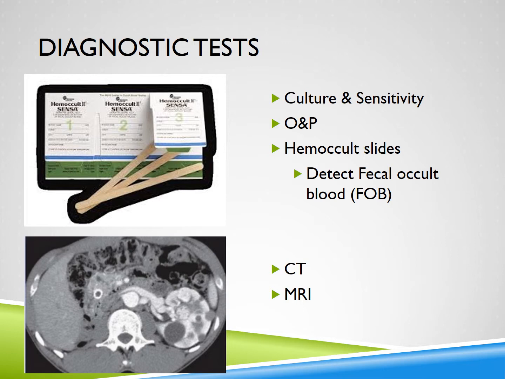Hemoccult slides are to determine if there is blood in the stool. Often we don't see blood with our eye, but it can be detected by using a solution over the top of the smear that we put on these occult tests, and then it'll turn a certain color, such as blue, which will indicate that there's occult blood, meaning that it's not visualized with your naked eye.